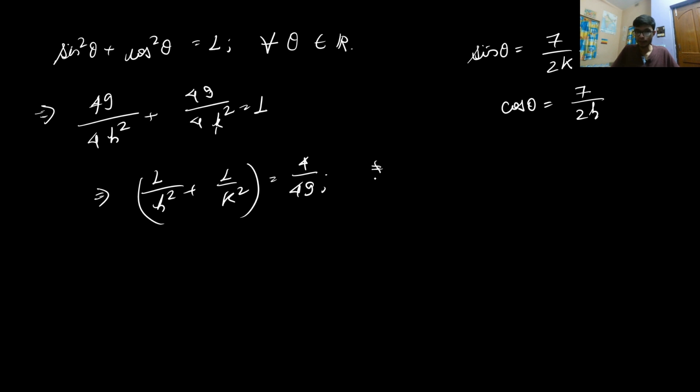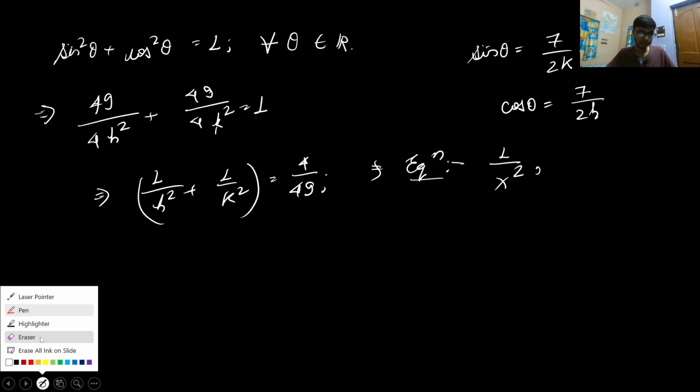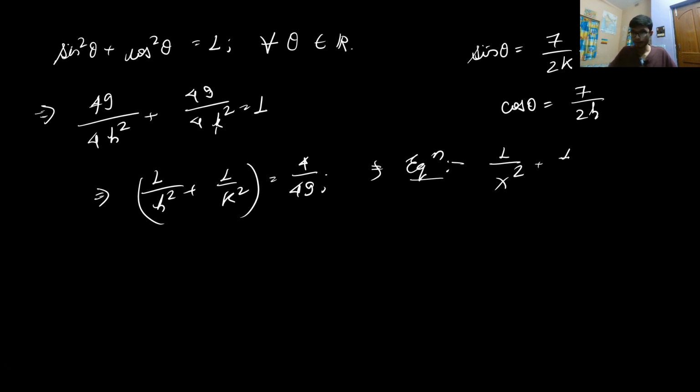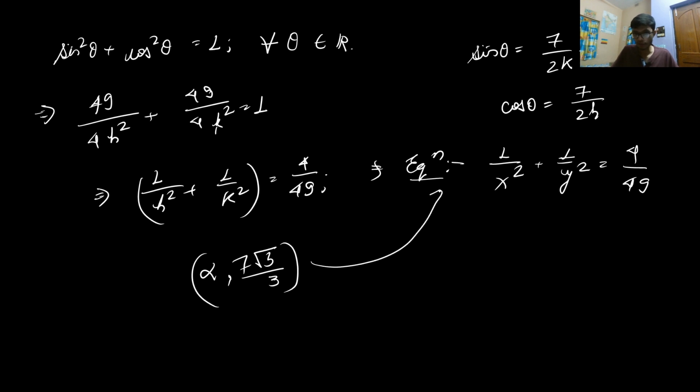Okay, so now for the equation of the locus, in place of h and k, you have to replace with x and y. So the equation of the locus of that curve which is traced by the midpoint is 1 by x square plus 1 by y square is equal to 4 by 49. Now in the question, it is saying that the point alpha comma 7 root 3 by 3 satisfies the equation of this locus. That means it lies on this particular curve, so this point will definitely satisfy the equation.